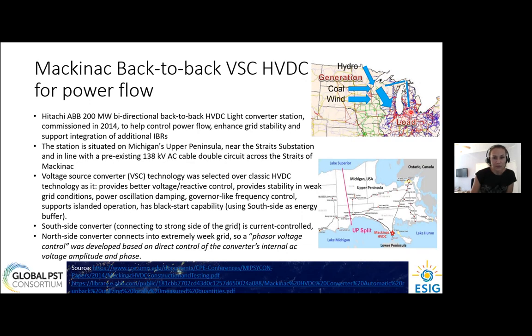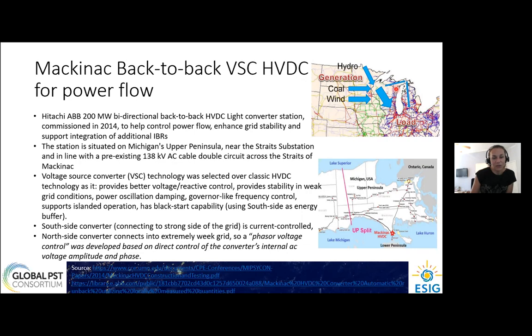And so because the south side converter was connected to a strong grid, they went for a current control strategy, whereas in the north side converter, because it connects into an extremely weak grid, they went for what they call in the paper phasor voltage control, and it's developed to directly control the converter's internal AC voltage amplitude and phase.